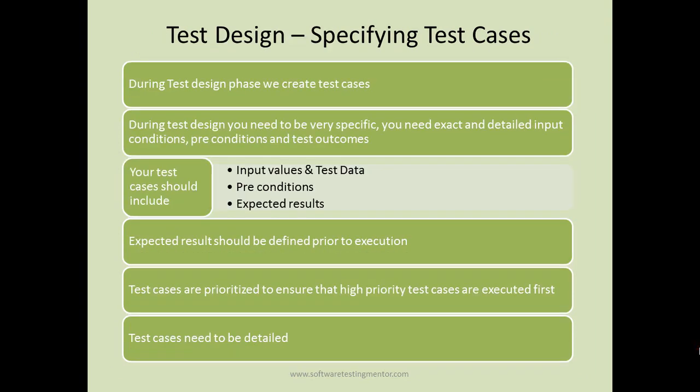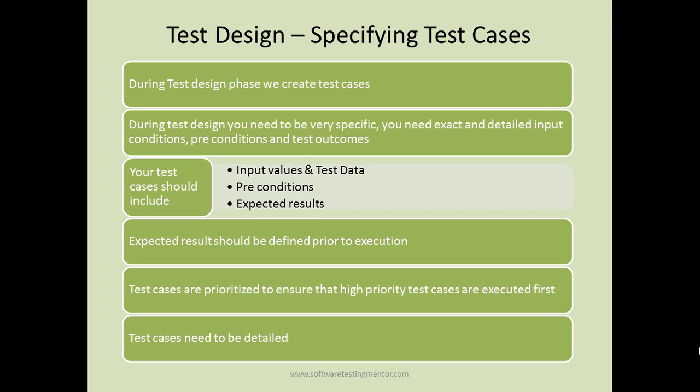Now the second step is the test design step. In test design, you specify the test cases. So the first step was test analysis, in which you figure out the test conditions. A test condition is anything that can be tested. Then during test design, you create the actual test cases. So during test design, you need to be very specific. You need exact and detailed input conditions, preconditions, and test outcomes.